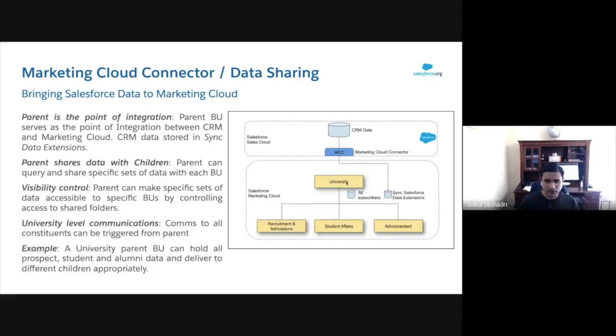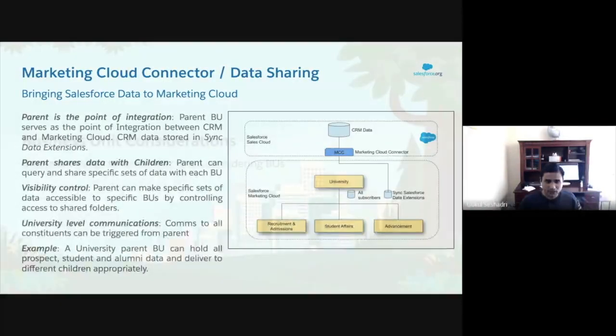An example of this, which is represented here, is a university which has a CRM which holds all of its information. It has its prospect leads, students, alumni, all of this information is held in CRM. And all of that data is coming via the synchronized Salesforce data extensions. And then right at the parent university level, which has access to all the subscribers, we could run some automations and then deliver appropriate data to recruitment, student affairs, and advancement. This way, there is some level of clarity in terms of what subscriber data each of these business units are seeing. This way you have some kind of separation of duties and isolation of reports and so on.